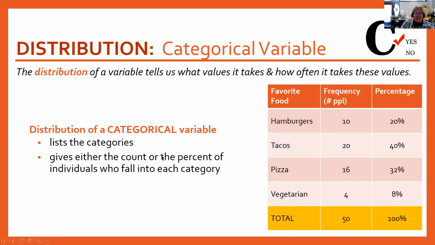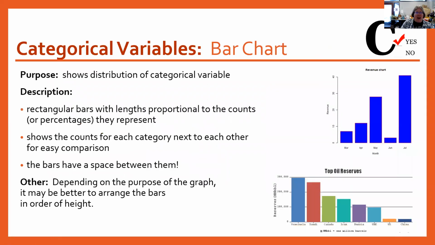All right, so let's take a look at an example of a categorical graph. This first one we're going to look at is a bar chart. Bar charts are only for categorical variables. And we have 2 examples here. I have one that shows revenue, so how much money is made. And then the other one is oil reserves. The description says rectangular bars with lengths proportional to the count or percentage they represent.